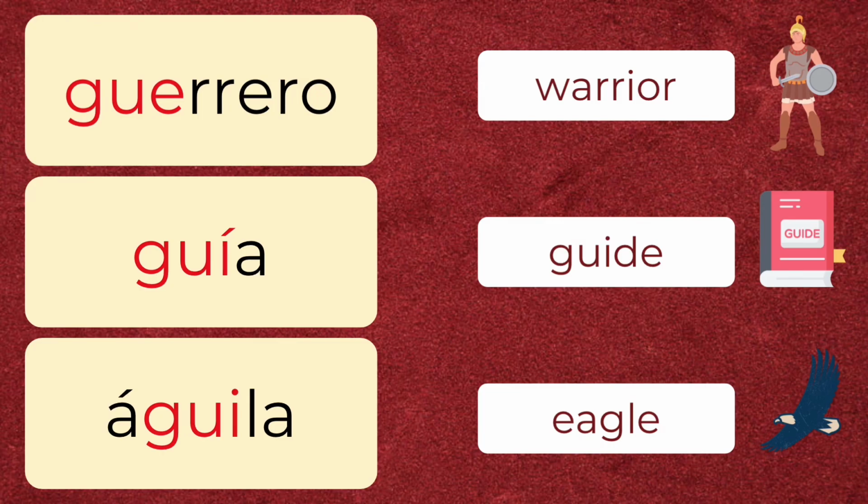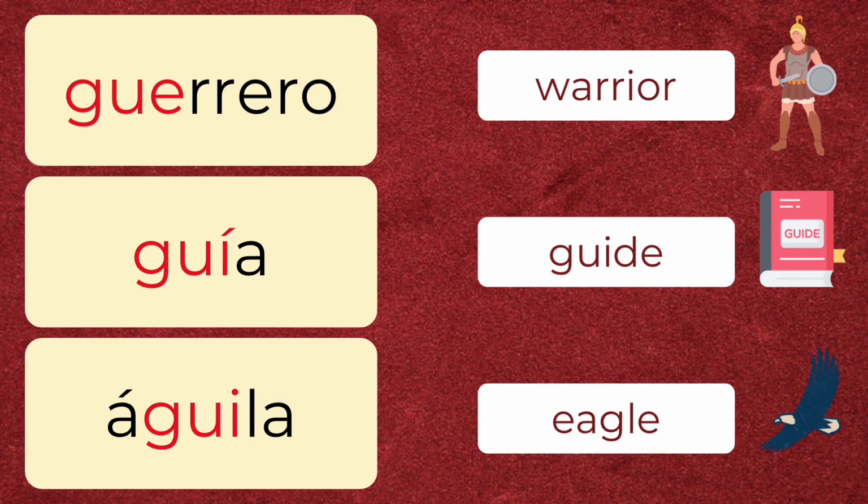If you find words with letter G followed by letter U and then letter E or letter I, then they are going to sound G. If there is no U and there is an E or I, they would sound like H, like gimnasio, gerente. But in this case, because there is G-U-E, then it goes to G. Example, guerrero, guía, águila.